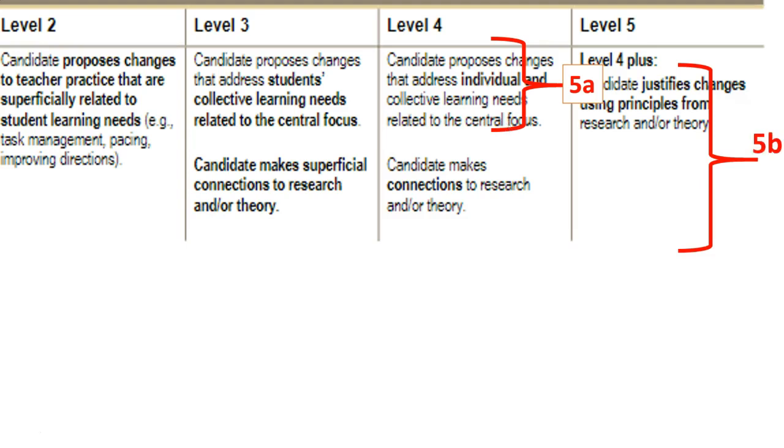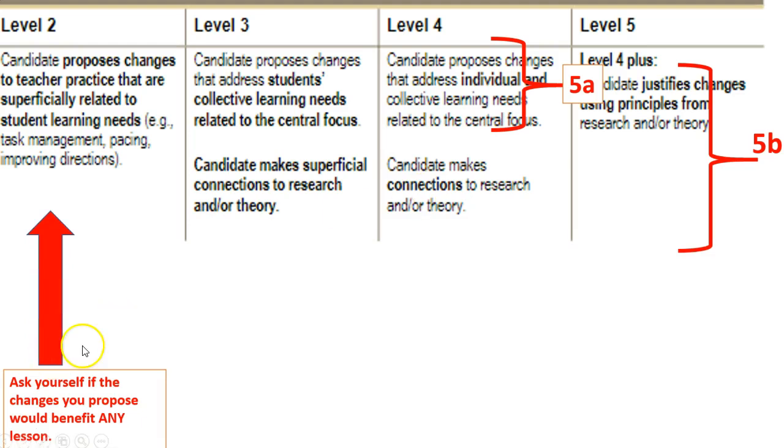And then 5B, you want to hit the 4, and then candidate justifies changes using principles from research and theory, makes connections to research and theory. So the way this rubric is set up, this is actually the primary criteria of this rubric, and this is the secondary. So you want to make sure that you get this done and then make a good argument.